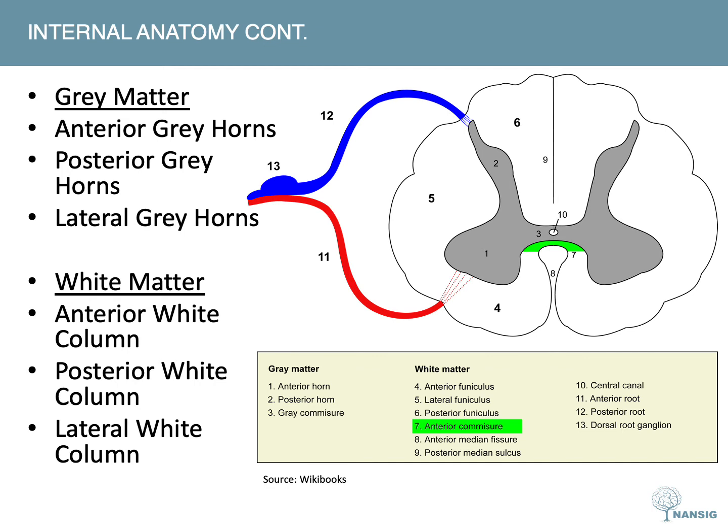Between the posterior and anterior gray horns are the lateral gray horns, which are present only in thoracic and upper lumbar segments of the spinal cord. The lateral gray horns contain autonomic motor nuclei, which regulate the activity of cardiac muscle, smooth muscle, and glands.